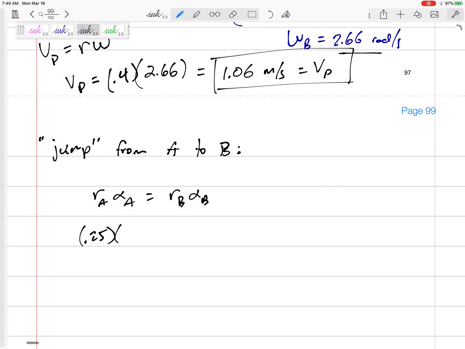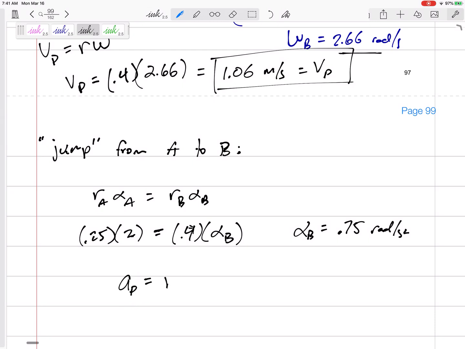The radius for pulley A is 0.25. The angular acceleration for pulley A is 2 radians per second squared. And the radius for pulley B is 0.4 times alpha_B. So from that, alpha_B is 0.75 radians per second squared. So the acceleration of point P, if I know the alpha, is R alpha. R is the distance that point P is away from the center of rotation. I can see where the center is. So it's 0.4 away times its angular acceleration of 0.75 radians per second squared. So this would be 0.3 meters per second squared.